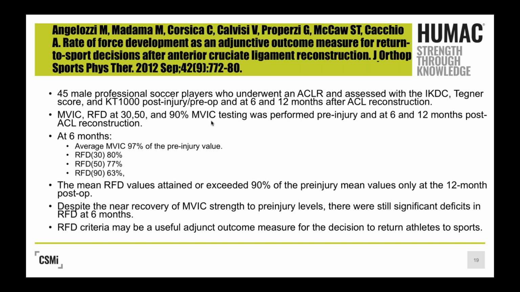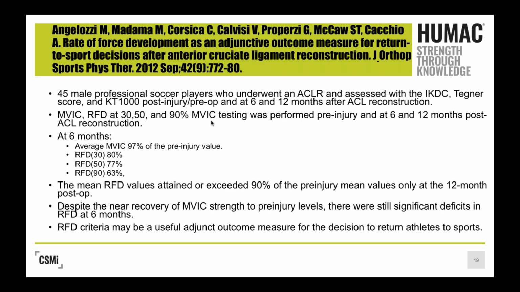But either way, their findings, when it came to that rate of force development, at the 30% mark, 80% of the athletes had achieved that. Now, when they looked at how quickly they got that rate of force production, or that power, to half their contraction, it got down just a little bit to 77%. But when they looked at how quickly they could get that power back to 90% of that maximal contraction, only 63% had achieved that pre-injury level.